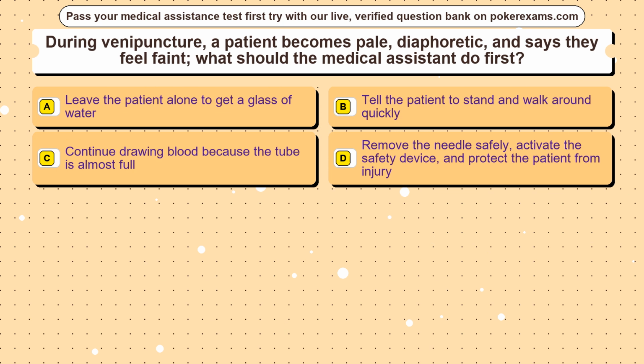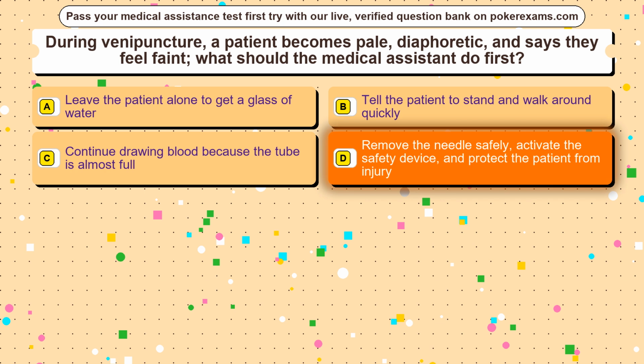Question 16. During venipuncture, a patient becomes pale, diaphoretic, and says they feel faint. What should the medical assistant do first? Option A, leave the patient alone to get a glass of water. Option B, tell the patient to stand and walk around quickly. Option C, continue drawing blood because the tube is almost full. Option D, remove the needle safely, activate the safety device, and protect the patient from injury.